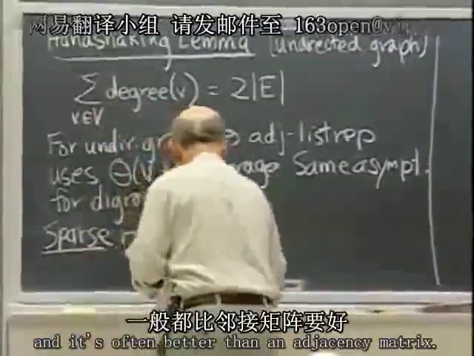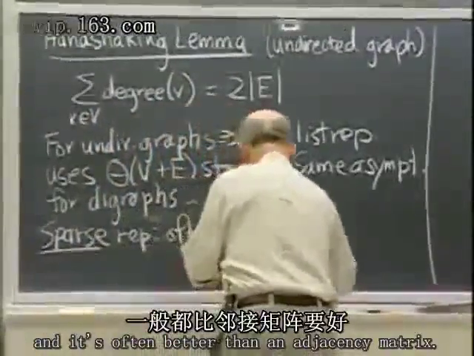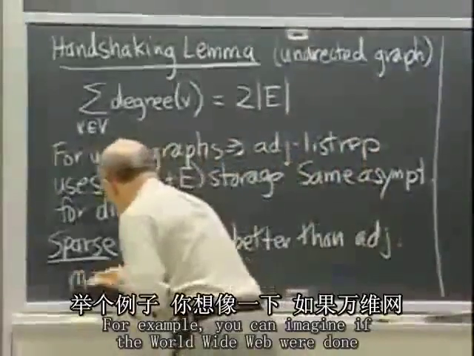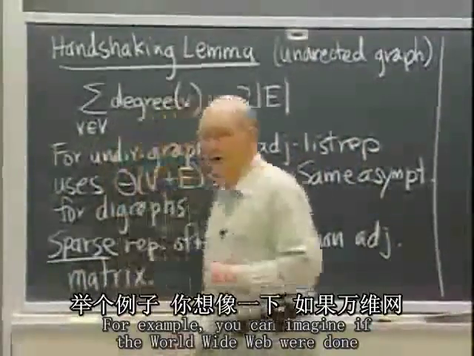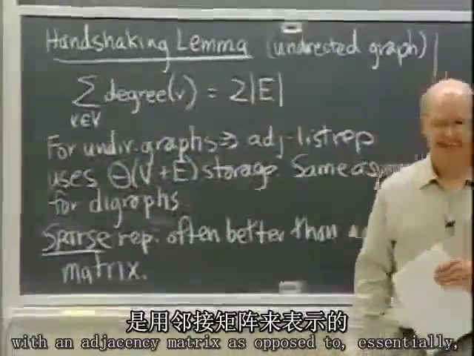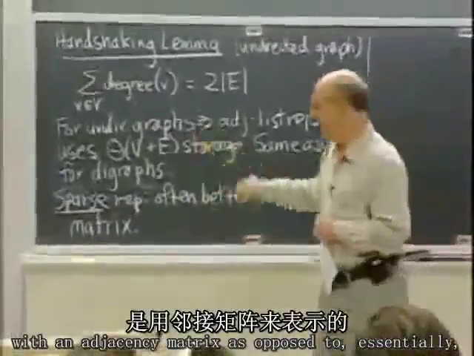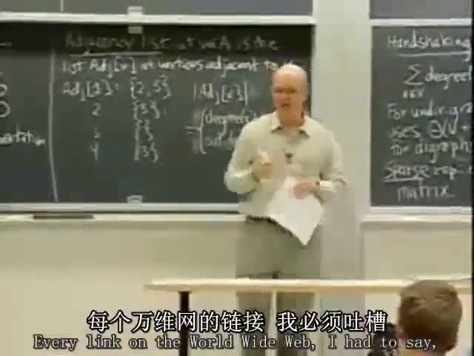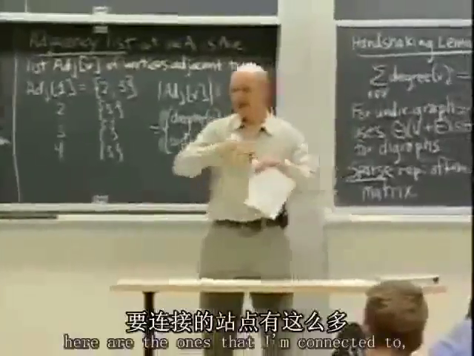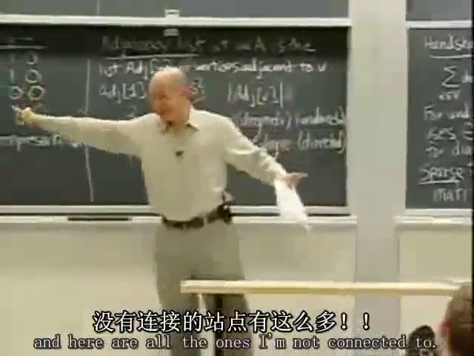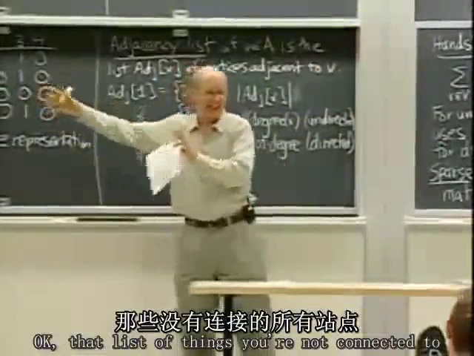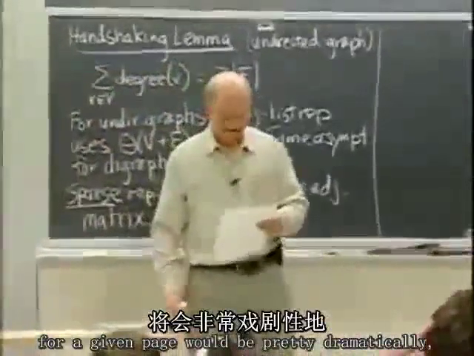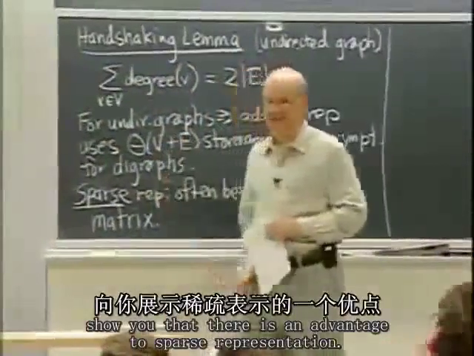And it's often better than an adjacency matrix. For example, you can imagine if the World Wide Web were done with an adjacency matrix, as opposed to an adjacency list type of representation. For every link on the World Wide Web, I would have to say, here are the ones that I'm connected to, and here are all the ones I'm not connected to. Okay, that list of things you're not connected to for a given page would be pretty dramatic, showing you that there's an advantage to a sparse representation.